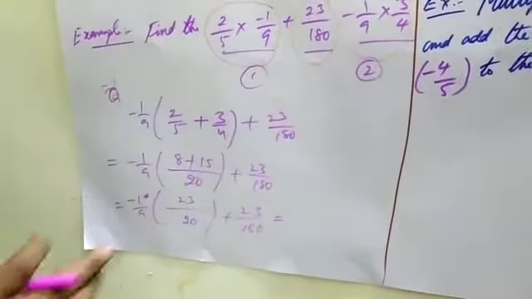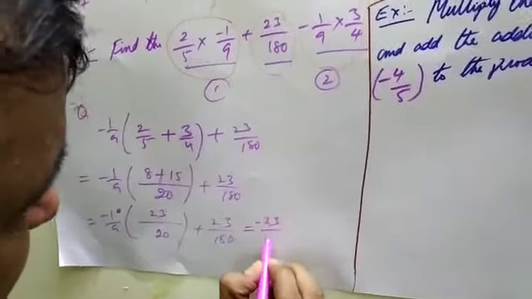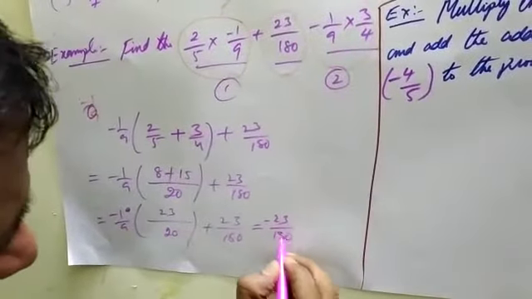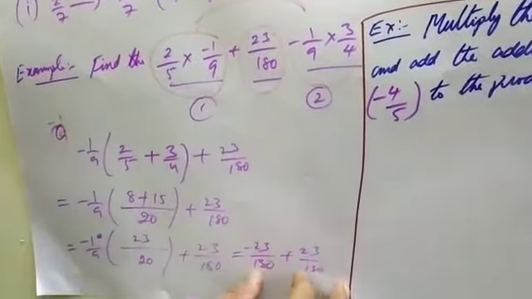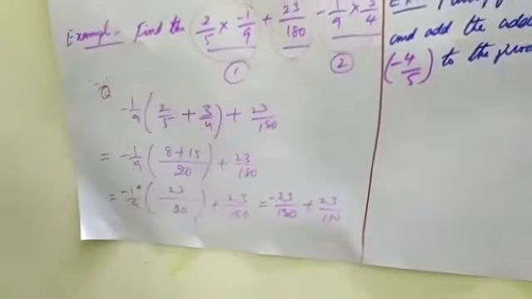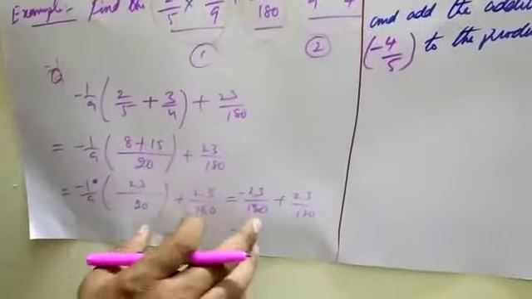Here, this is minus 1 into 23 minus 23 by 180, therefore 9 into 20 means 180, plus 23 by 180. Here is 23 and here is its inverse, so the result goes to 0. The result goes to 0.